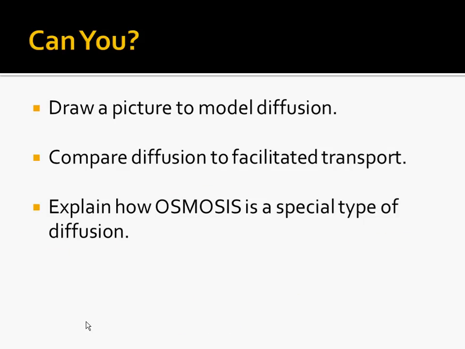So from this screencast, can you draw a diagram to model the process of diffusion? You need to understand high to low concentration, and you need to understand the idea of a gradient, high to low. Particles move passively down the gradient. Can you compare diffusion to facilitated transport? Facilitated uses a protein channel. They are the same in that they both move passively. Can you explain how osmosis works? Can you explain how osmosis is just a special type of diffusion? Hope that helped.